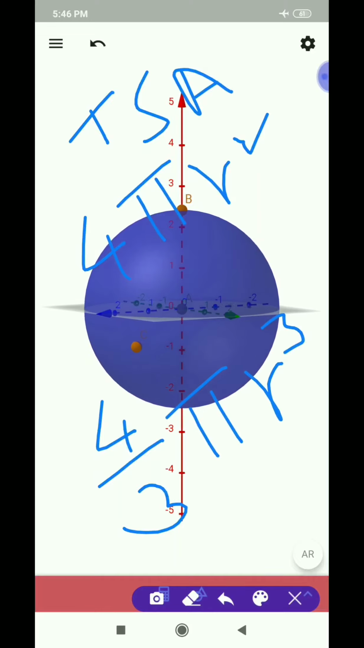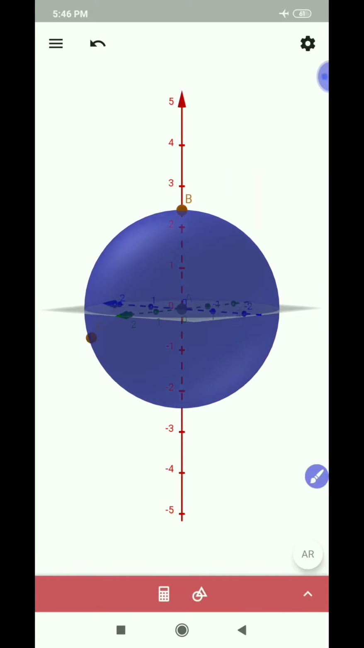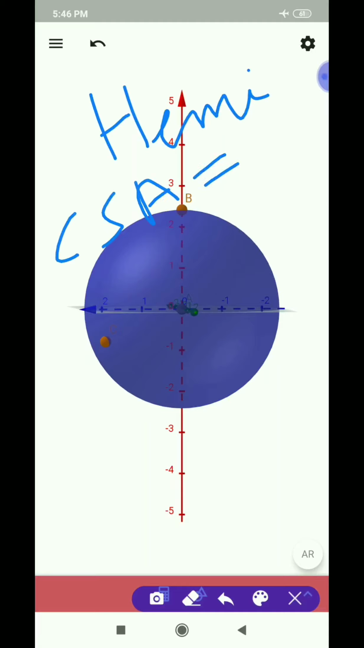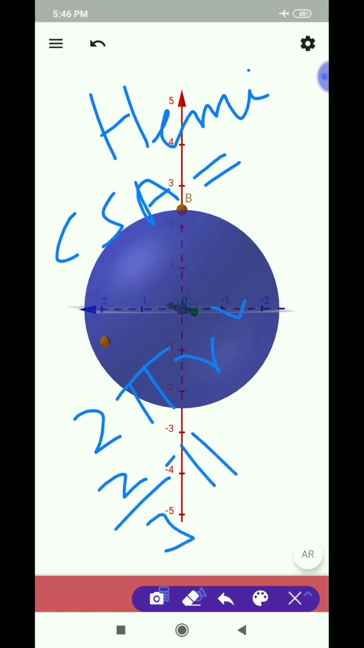4/3 pi r cube. If we consider only half part of the sphere, it is called a hemisphere. In a hemisphere, all are half. So curved surface area, there we told 4 pi r square, so it is 2 pi r square. And volume, there we said 4/3 pi r cube, so here half, 2/3 pi r cube. The volume is 2/3 pi r cube.